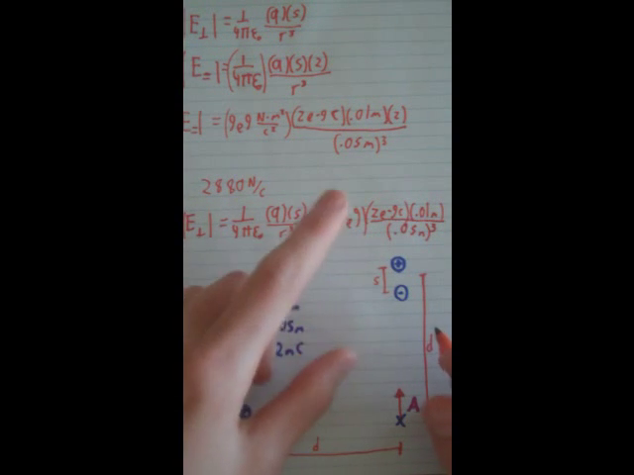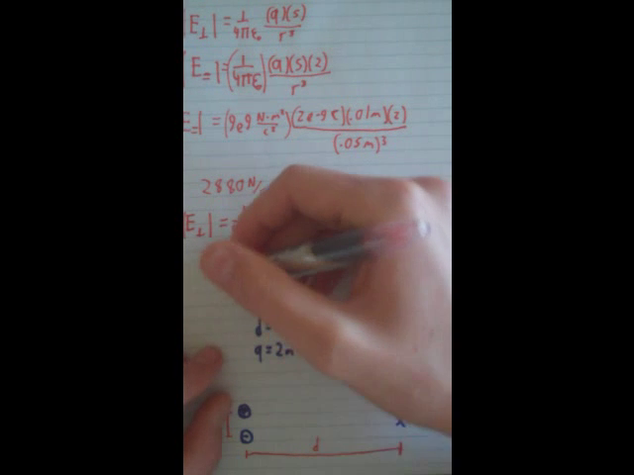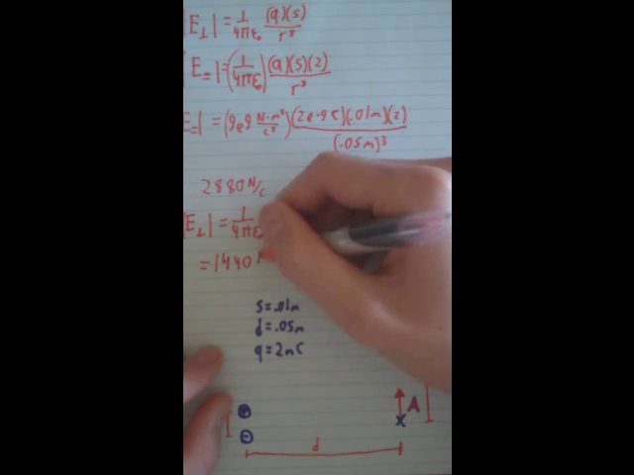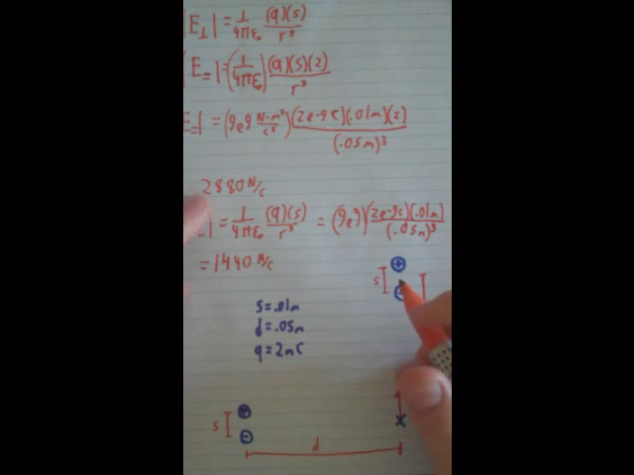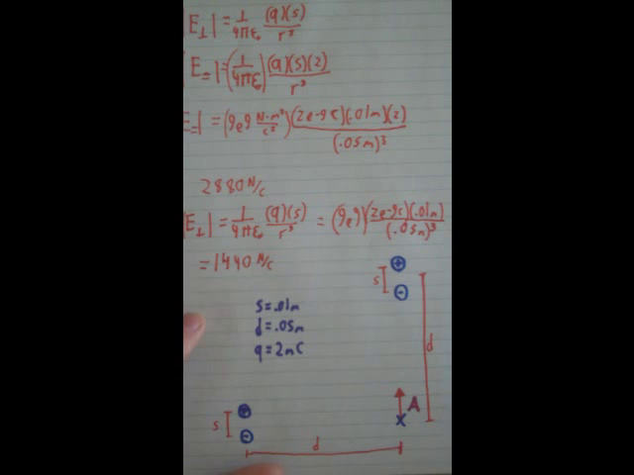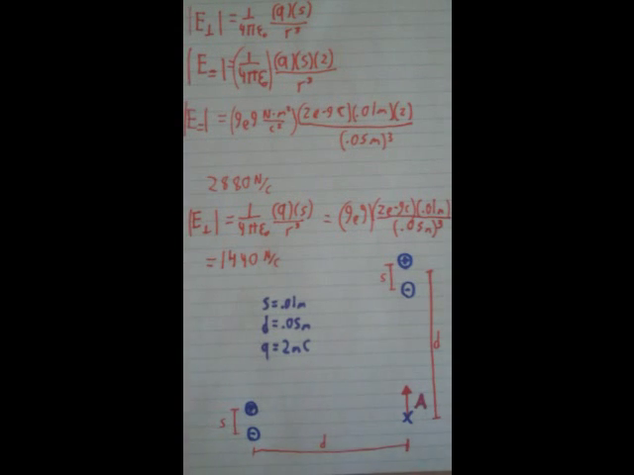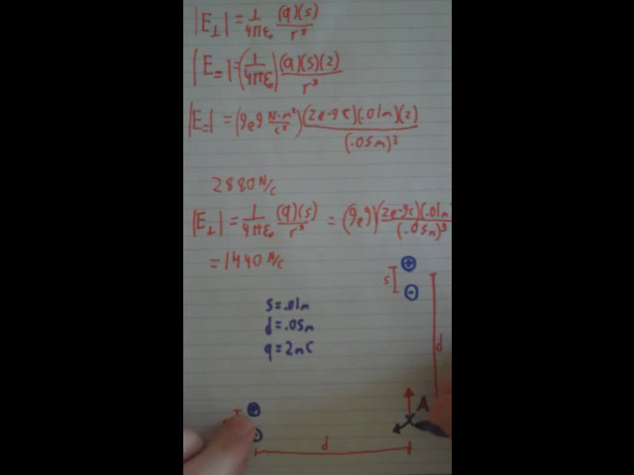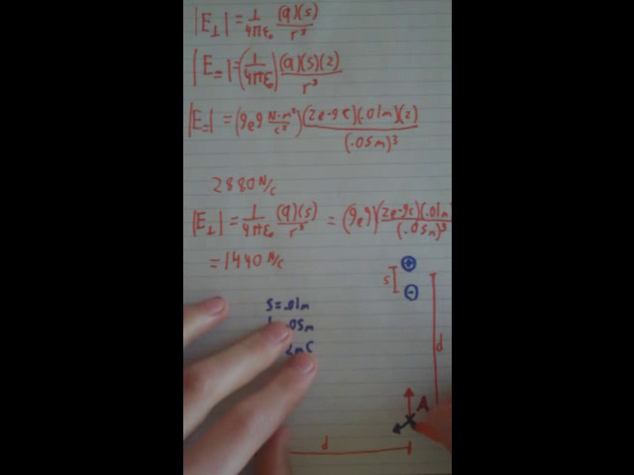And once you calculate that all out, it'll equal 1,440 newtons per coulomb, which is exactly half that. But now we have to find the direction. So again, let's look at superposition. We know that negatives pull towards, so the electric field due to this negative is going to be this. And we know that positives push away, so the electric field due to this positive is going to be this. So our net electric field is going to be this.